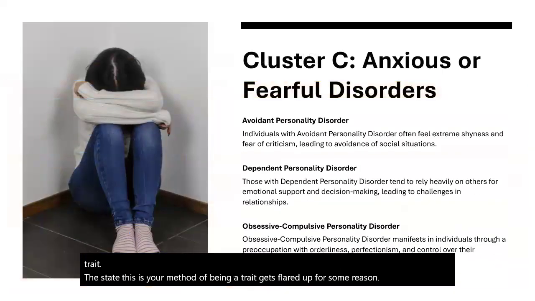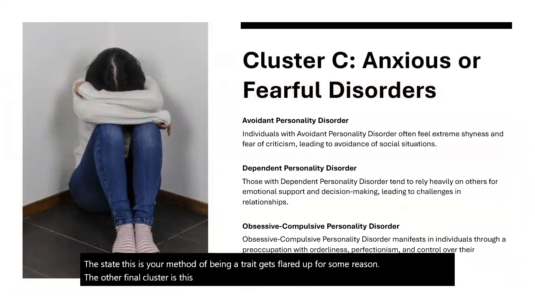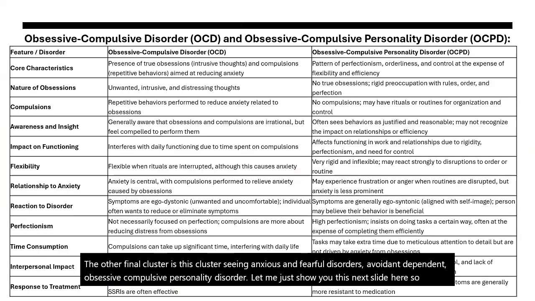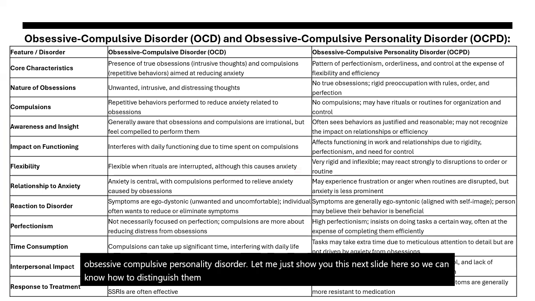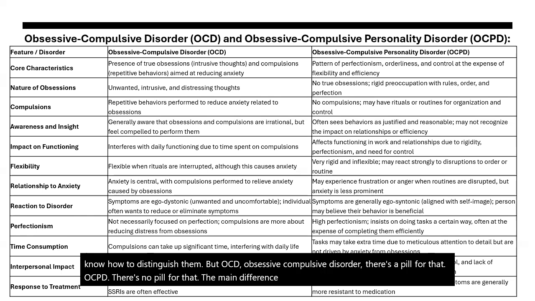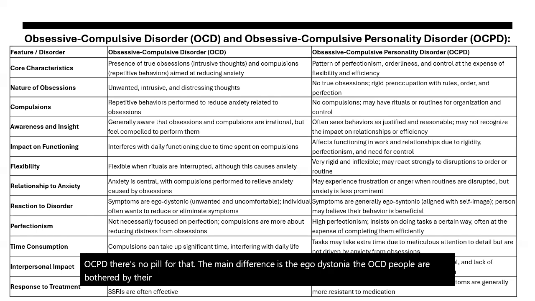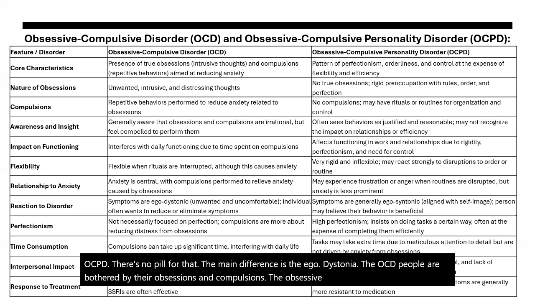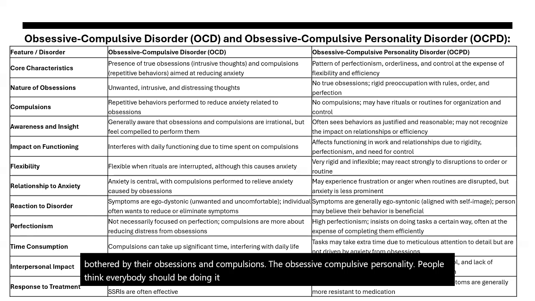The other final cluster is cluster C, anxious and fearful disorders: avoidant, dependent, obsessive compulsive personality disorder. Let me just show you this next slide here so we can know how to distinguish them. But OCD, obsessive compulsive disorder, there's a pill for that. OCPD, there's no pill for that. The main difference is the ego dystonia. The OCD people are bothered by their obsessions and compulsions. The obsessive compulsive personality people think everybody should be doing it their way and they're proud of it, right? So that's the big distinction here.